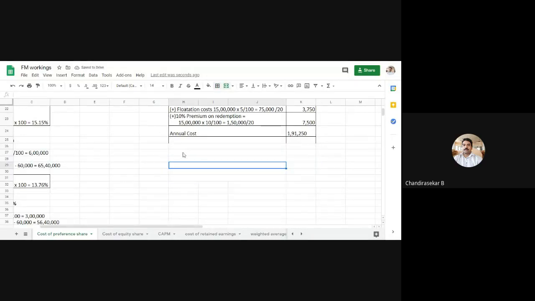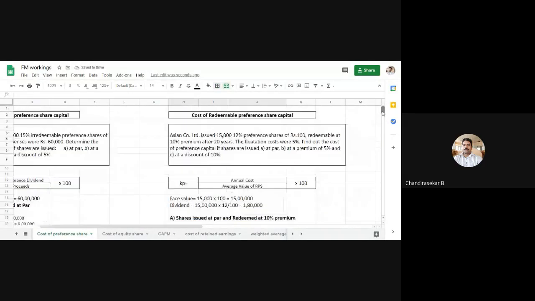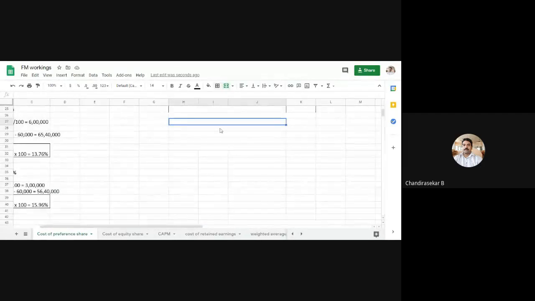So, what is our formula? Annual cost, we already calculated. Annual cost divided by average value of RPS. So, to calculate average value of RPS, value of RPS is equal to net proceeds plus redemption value divided by 2.